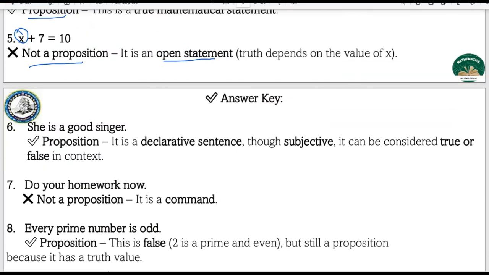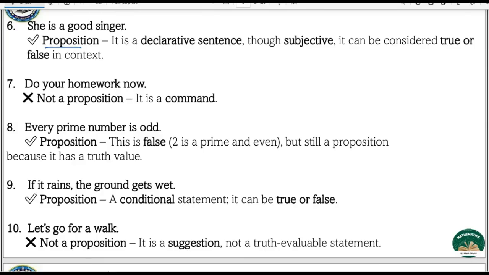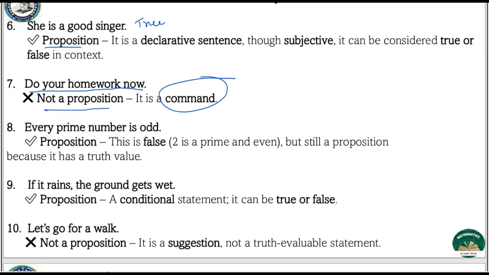Then moving on to the next one: she is a good singer. It will be true or false depending on the person of whom it has been said. So it is a proposition. Do your homework now. It is a command, so it is not a proposition. Every prime number is an odd number. It is a proposition because we can say the statement is false.